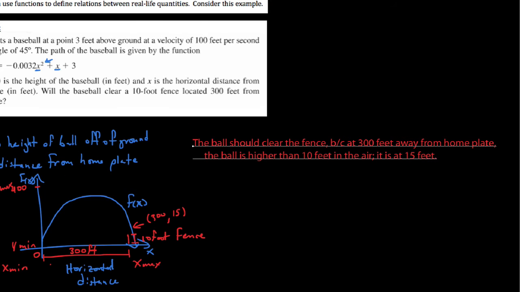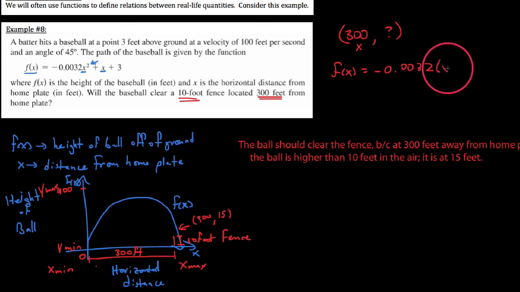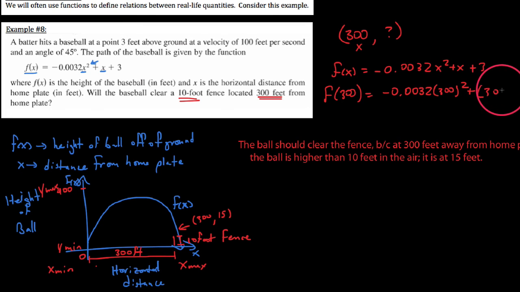So that being said, I want to look at how we could have done this also, but not graphically. The easy way would be that they gave us a couple of quantities down here. They said, will it be 10 feet off the ground when it's 300 feet from home plate? So what we're really looking at is this: when we plug in 300, what's going to be the height off the ground? The way we could do this is to plug it into our function. So f of x is equal to negative 0.0032 x squared plus x plus 3. When we plug in 300, we should be able to get an output value. So negative 0.0032, 300 squared plus 300 plus 3.